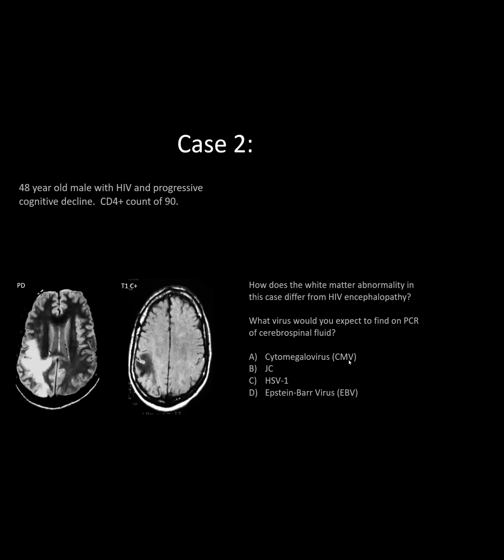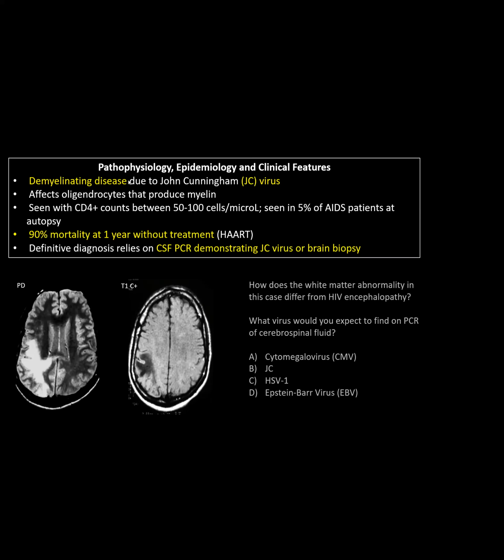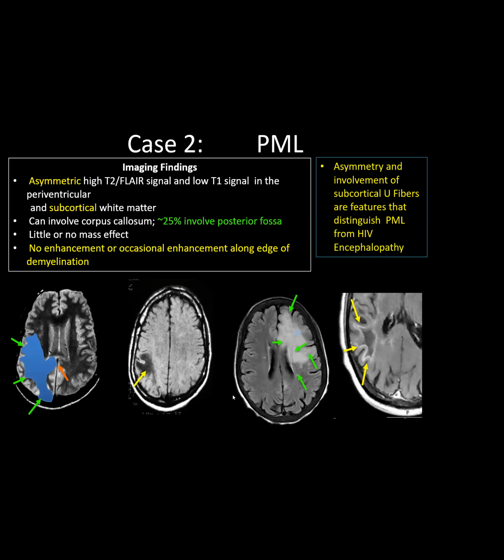CMV gives you other classic findings in the brain, namely ventriculitis. PML is caused by the JC, or John Cunningham, virus. You could do a PCR for it in the CSF. It's something you'll see in people with a lower CD4 count, obviously. If you don't treat the patient, it has a pretty poor prognosis. Classic things you're looking for are peripheral, subcortical white matter involvement involving U fibers, and it can also go to the corpus callosum and the posterior fossa.